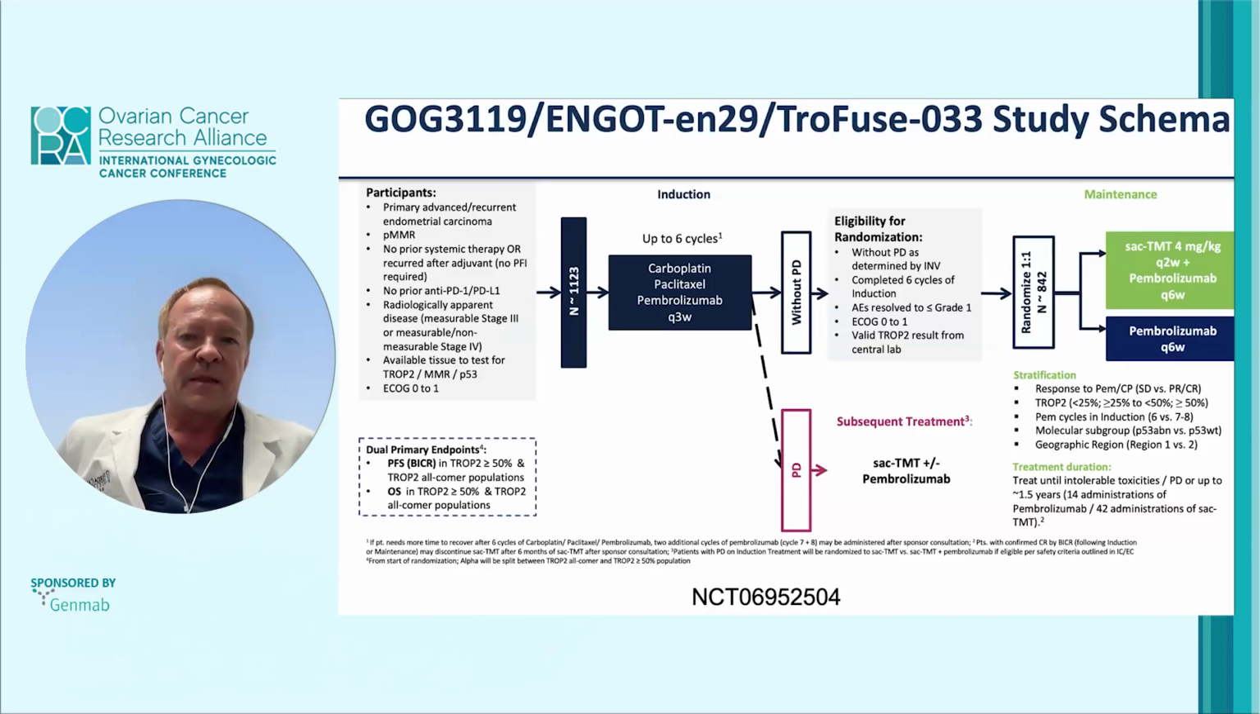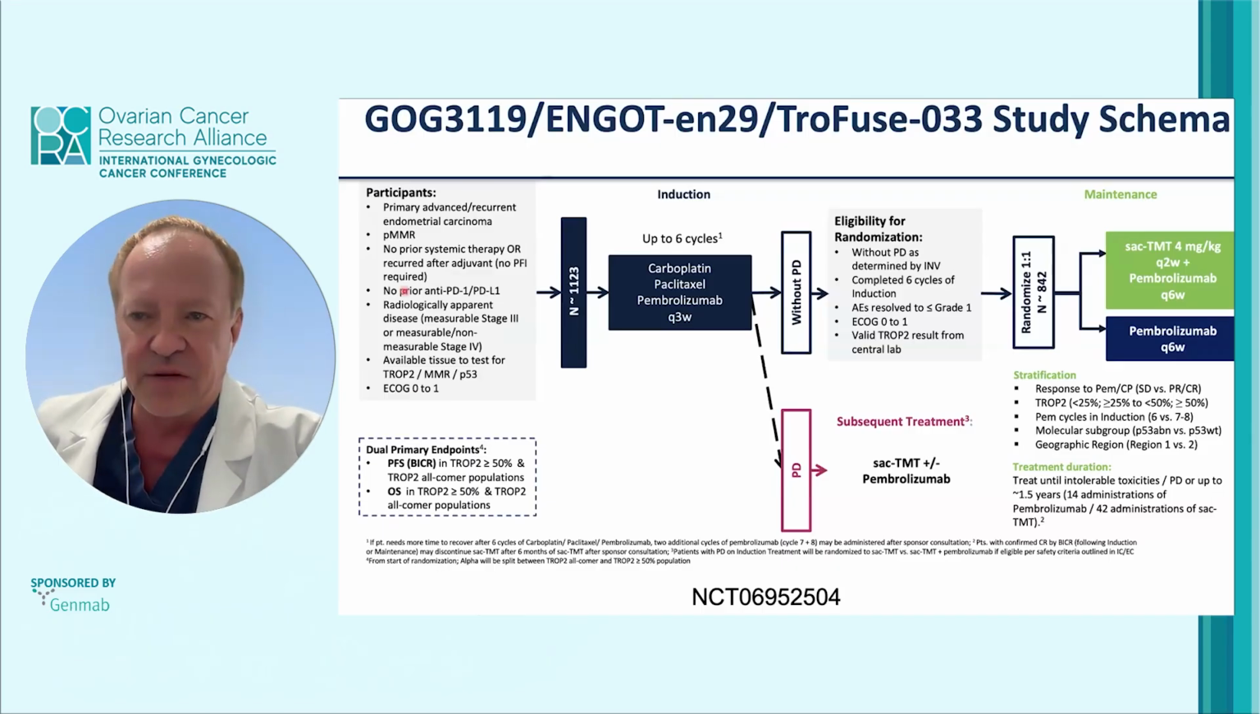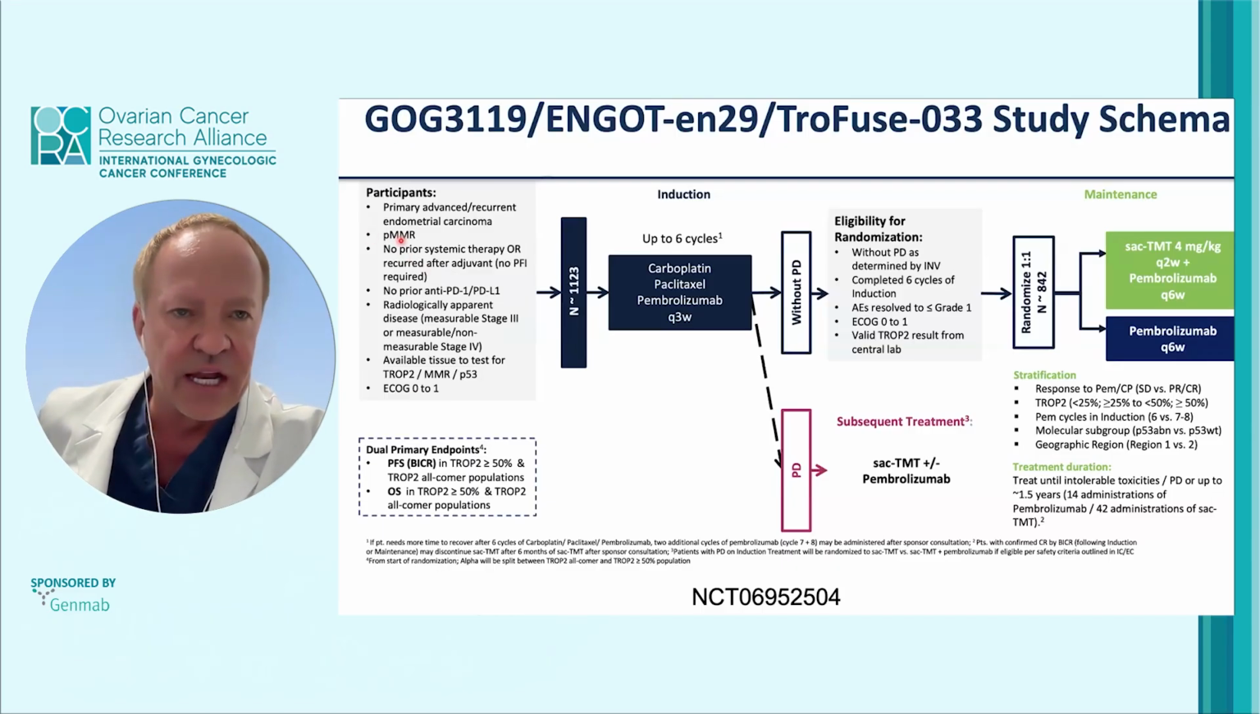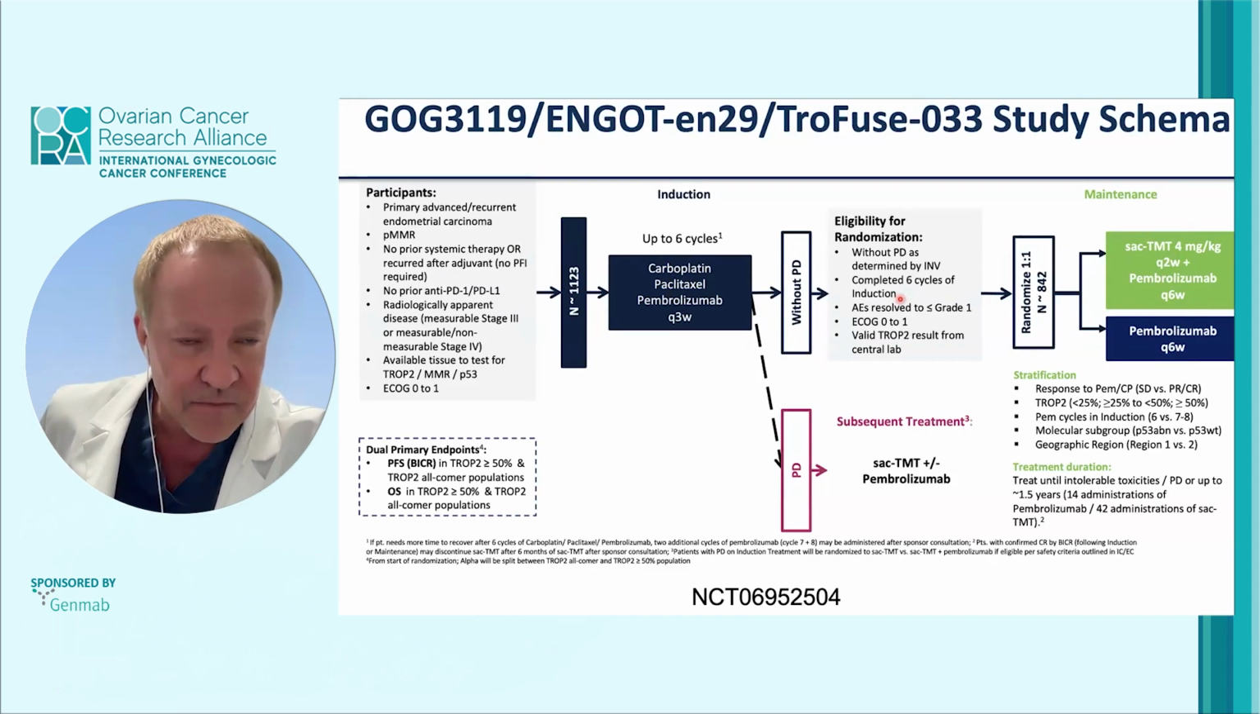The study that I'm most interested in right now is this: if you get newly diagnosed endometrial cancer, and you have non-MSI high disease where immune therapy doesn't work that well, you can get your carboplatin paclitaxel immunotherapy, and then in the maintenance phase, get the antibody-drug conjugate added to it. It's open today.